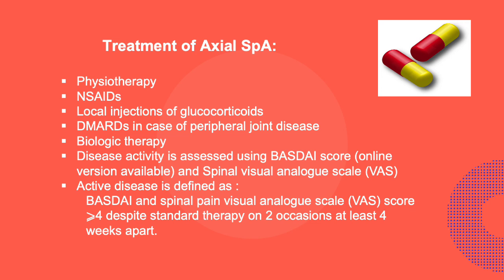Disease activity is assessed using BASDAI score and spinal VAS score. Active disease is defined as a BASDAI and spinal VAS score of 4 or more than 4, despite standard trial of NSAID. A standard NSAID trial is defined as the use of at least 2 kinds of NSAIDs, each administered over a minimum period of 2 weeks at maximum tolerated dose. There is no specific NSAID preferred over other.